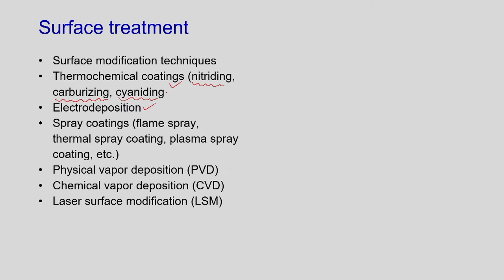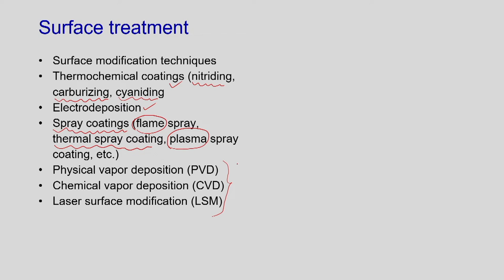There is a process of using electrical energy, that is the electrodeposition process, for enhancement in the properties of the surface. We are spraying the required material by using flame, that we call flame spraying, thermal spray coating. We are using plasmas as well for having the required coating of the material on the surface. And there are advanced coating methods such as physical vapor deposition and chemical vapor deposition, which are often used in the industry to improve the surface properties.